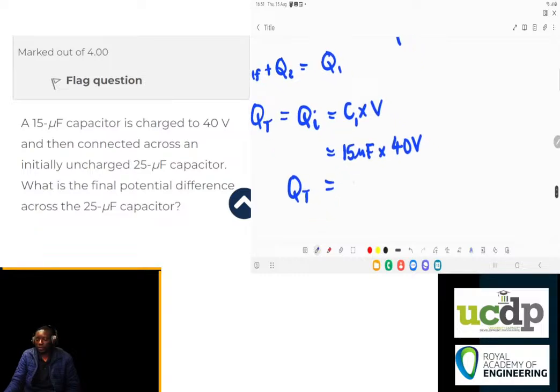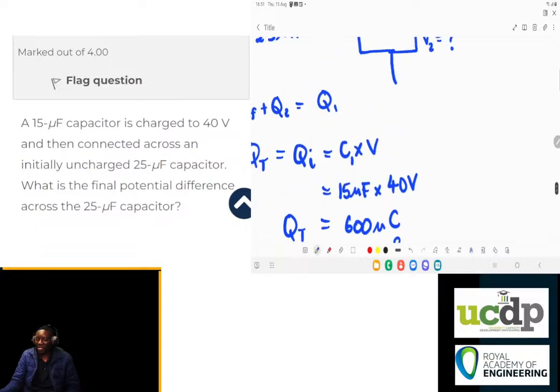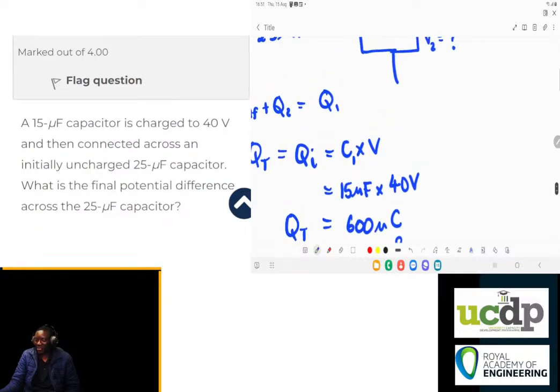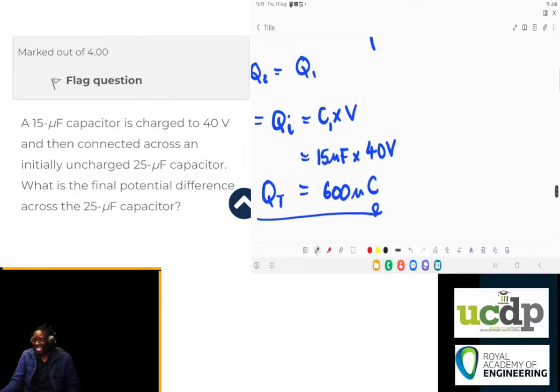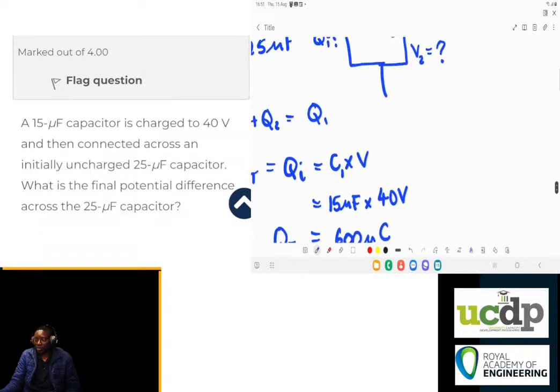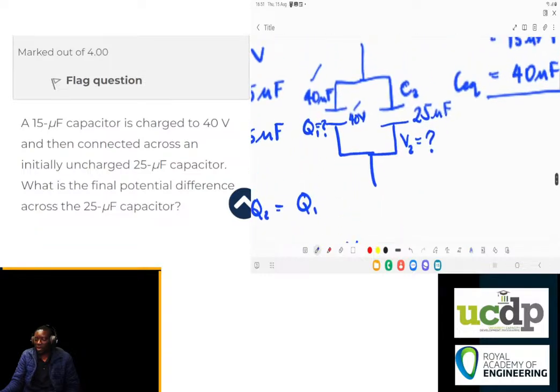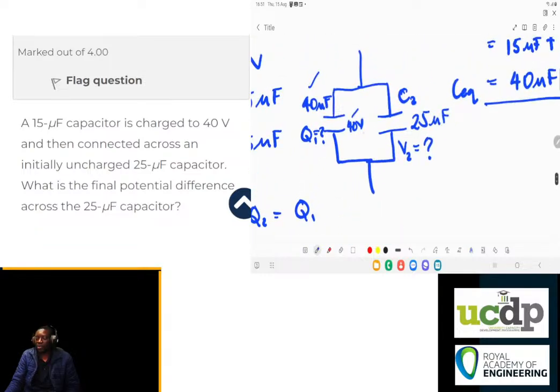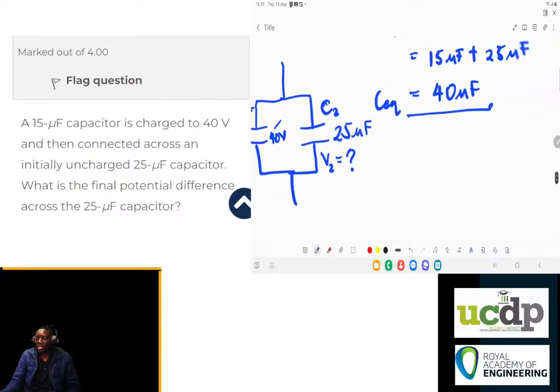It's 600 microcoulombs. Yes, you are now caught up in calling them farads like me. It's okay. So our charge is 600 microcoulombs. That's the total charge from the fully charged capacitor, and it will be the total charge after. Remember we talked of these conditions in one of the previous questions: the charge on Q1 plus the charge on Q2 will be the total charge in this system.